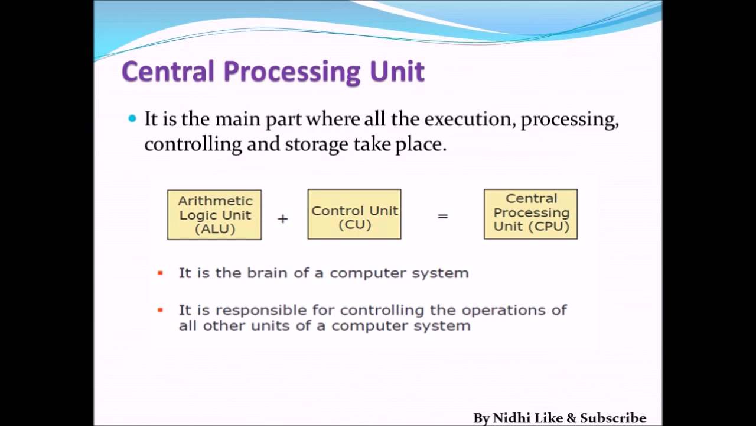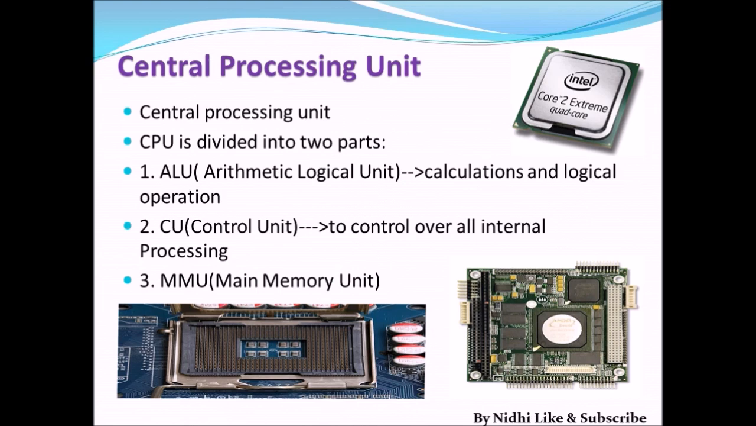Central processing unit is the brain of computer, and it is responsible for all the activities, for controlling the operation of all the other units of a computer. So here you can see the inside of a CPU, that is the motherboard and that thing, and the CPU is also having a microprocessor chip that you can see here. It is in the form of Intel Core 2 Extreme Quad Core processor. Okay, so this ALU CU we have already discussed, and MMU is memory management unit, main memory unit.